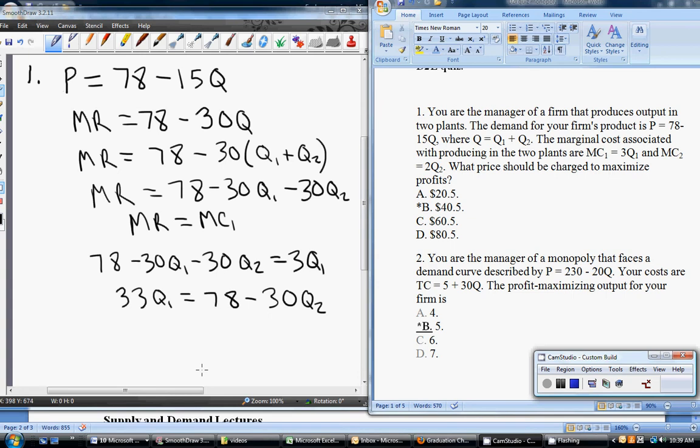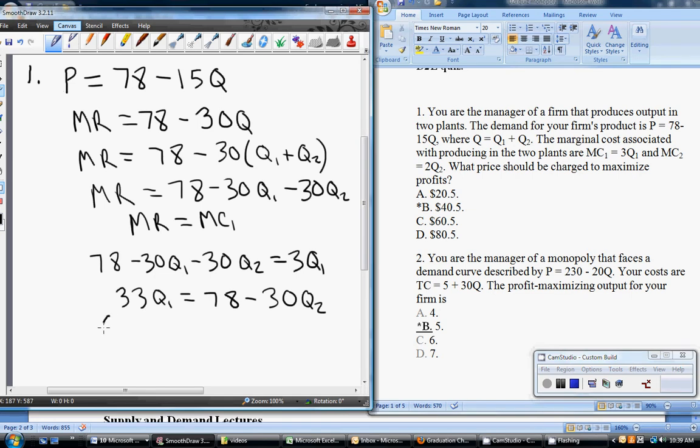Okay, next just dividing both sides of the equation by 33. We get 78 divided by 33, and the following. Okay. So this is the output that will be produced in plant 1.